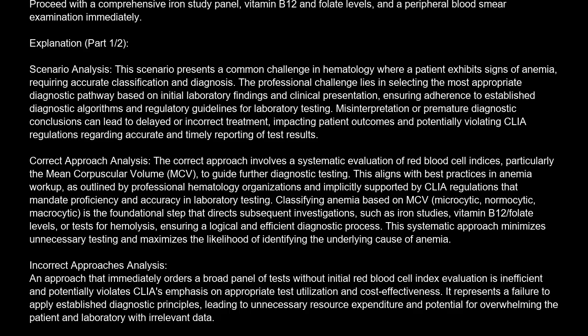Classifying anemia based on MCV, microcytic, normocytic, macrocytic, is the foundational step that directs subsequent investigations, such as iron studies, vitamin B12/folate levels, or tests for hemolysis, ensuring a logical and efficient diagnostic process. This systematic approach minimizes unnecessary testing and maximizes the likelihood of identifying the underlying cause of anemia. Incorrect approaches analysis. An approach that immediately orders a broad panel of tests without initial red blood cell index evaluation is inefficient and potentially violates CLIA emphasis on appropriate test utilization and cost-effectiveness.